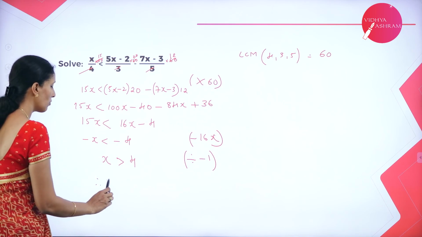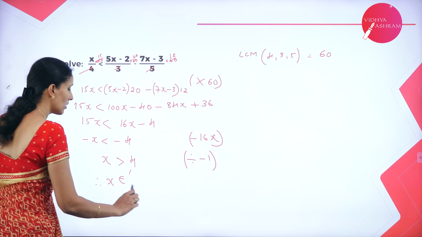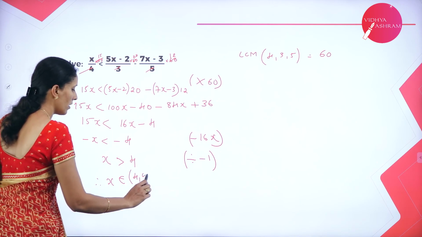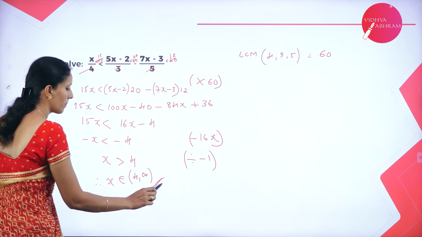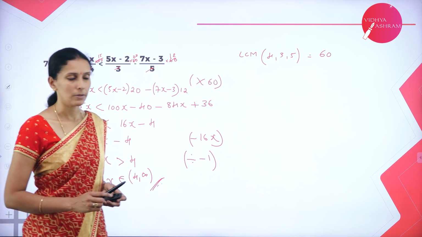So therefore the solution set, when x is a real number greater than 4, means 4 comma infinity is the answer. You cannot include 4 there because it is a strict inequality. So this is how we will solve a given inequality by applying all the 4 rules.